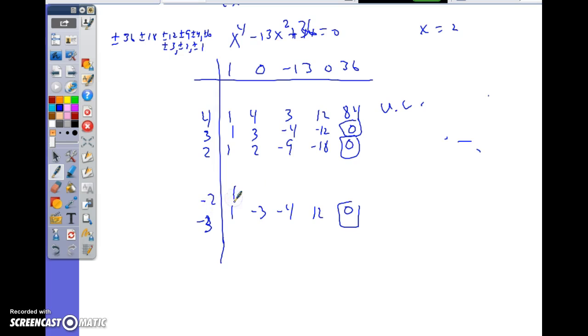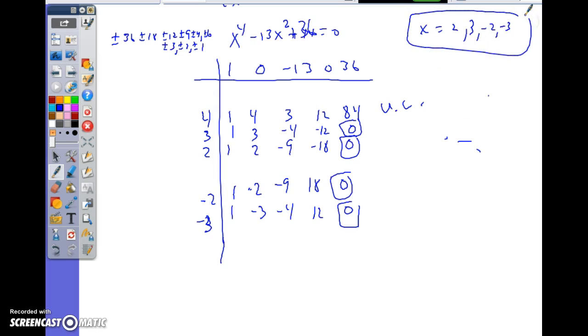Negative 2. 1 would be negative 2, gives me negative 2. Negative 2 gives me 4, which gives me negative 9. Negative 9 gives me 18, which gives me 18. Negative 2 gives me 0. I've got all 4 of them. And notice I am already done. Wow. So that would work as long as I have 4 rational roots.